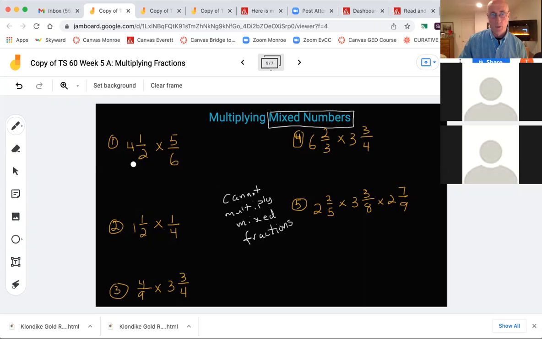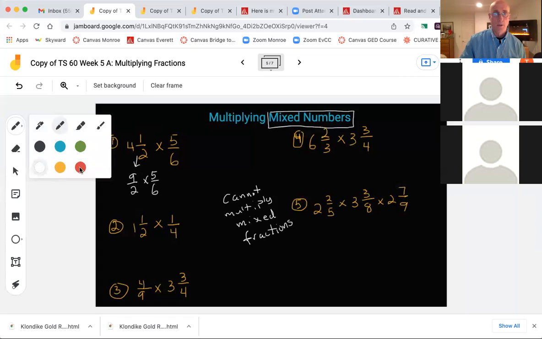If I have this number 1 here, 4 and 1/2 times 5/6, this mixed fraction, to change it to improper, I'm going to multiply 2 times 4 and get an 8, and then add the numerator. This becomes 9 over 2 times 5/6. Do you see what I did there? I turned this into an improper fraction, and I set it right next to my 5/6.